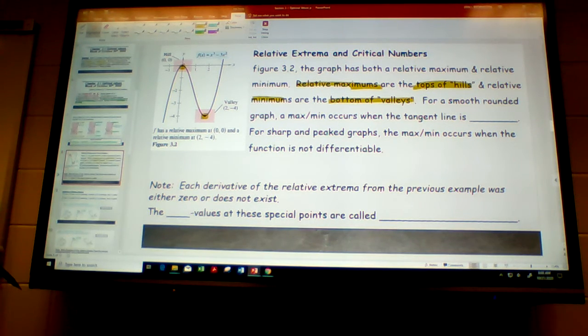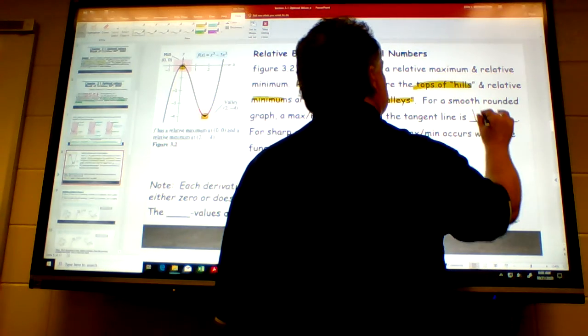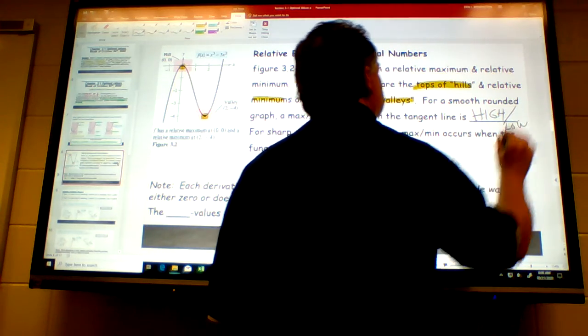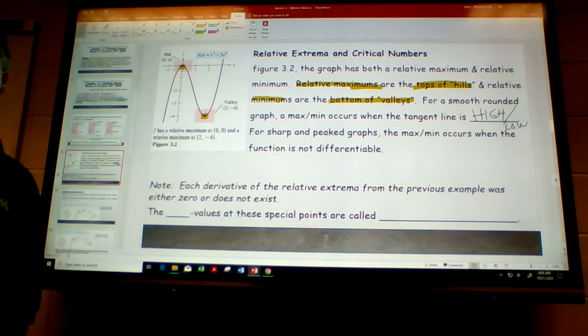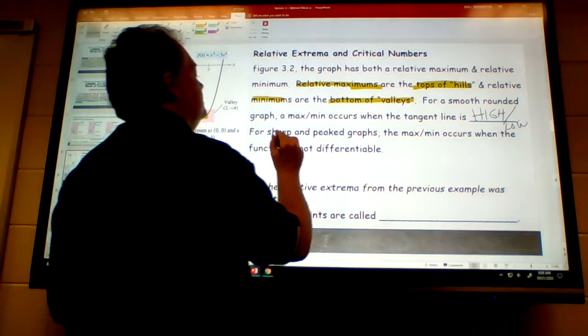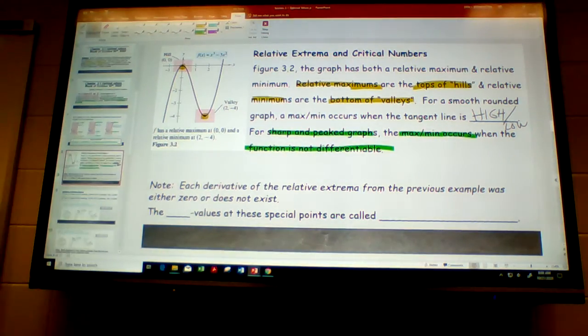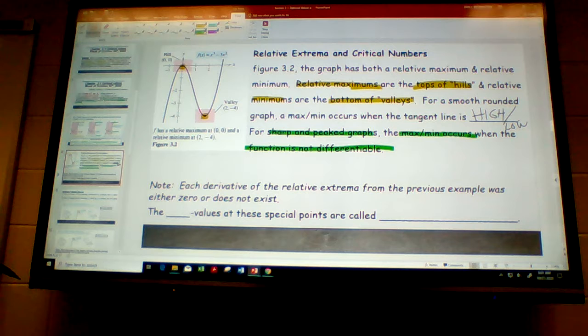For a smooth rounded graph, a maximum occurs when the tangent line is horizontal. For sharp peak graphs, the maximum occurs when the function is not differentiable. So that's the other part of it. All right, now make a note here. Each derivative of the relative maximum from the previous example was either 0 or it does not exist.